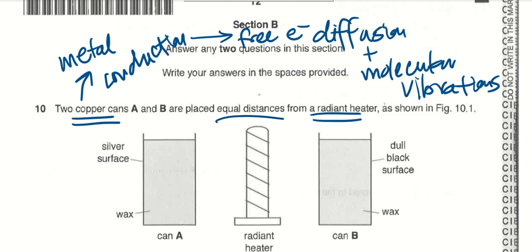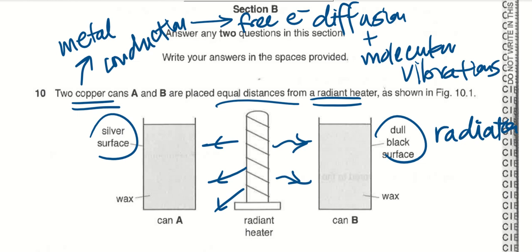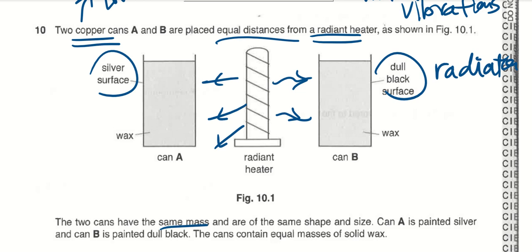So they are placed equal distance from a radiant heater. That means this heater is going to give out thermal energy in the form of infrared. Then you look at can A and can B. One is silver. The other one is dull black. What do you think of? Radiation. Even before we look at what they are going to ask us, you must know this. They have the same mass, so they keep everything the same. Same shape, same size. Can A is painted silver, B is painted dull black. They emphasize this again, so you will later need your radiation concept.